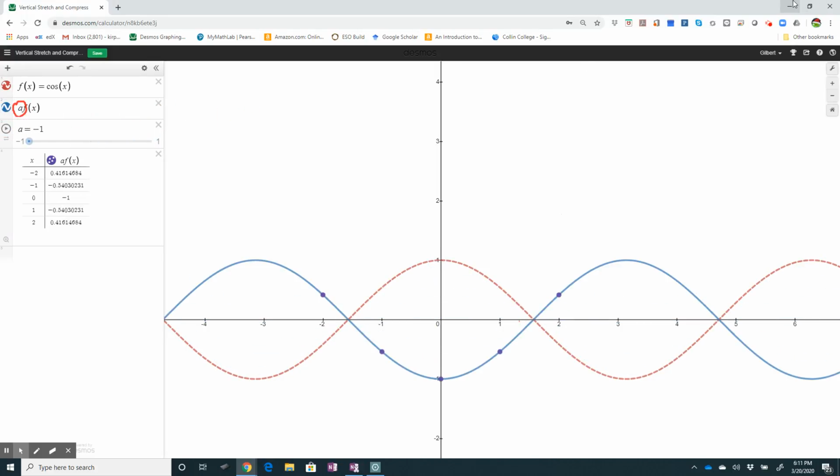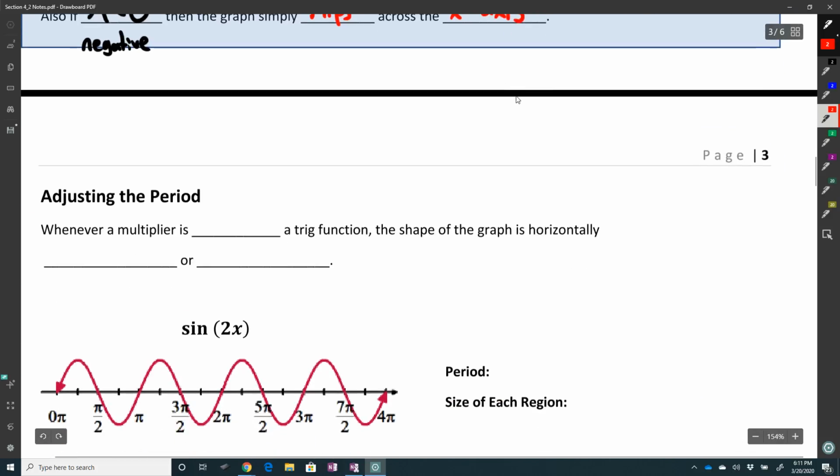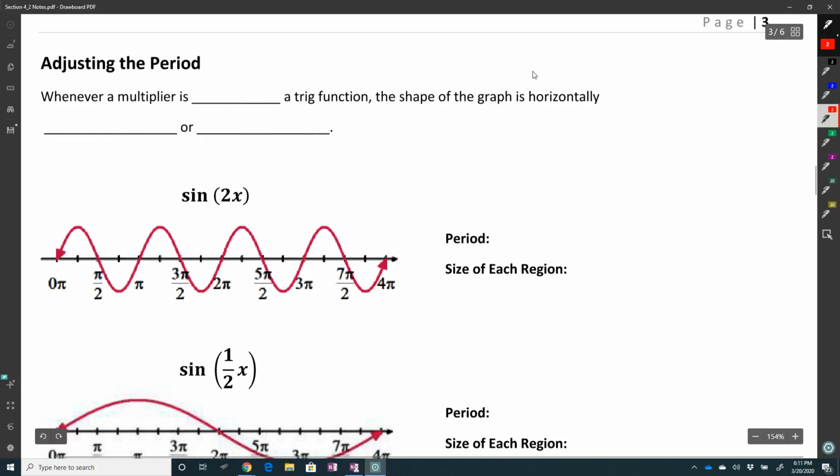Anyway, going back over here, let's finish our notes. All right, so adjusting the period. So now that's the vertical movement. Now we're going to do some horizontal movement. And this stuff is a little harder. The concepts are a little harder to grasp.